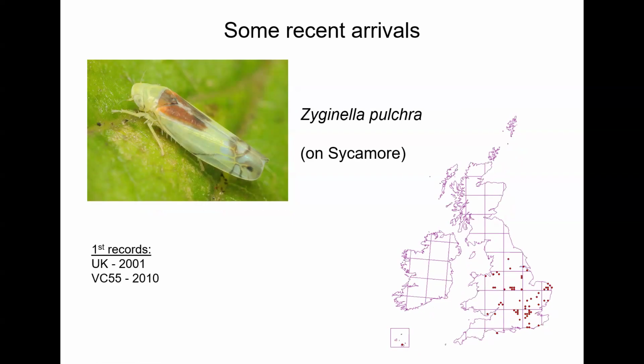Another arrival, again one that has appeared in Leicestershire, but only appeared in Britain for the first time in 2001. Another Typhlocybine species, this one feeding on sycamore, which again has spread very, very widely throughout at least England and Wales up to the Yorkshire area.